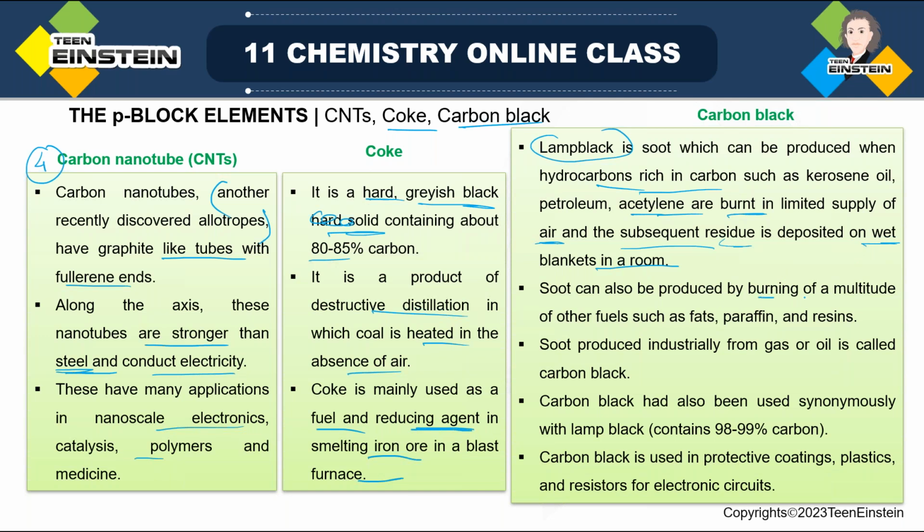Soot can also be produced by burning a multitude of other fuels such as fats, paraffin, resins. Industrially it is produced from gas or oil, and that is called carbon black. This is basically the industrial name, but otherwise it is the same, because carbon black is used synonymously, both having the same percentage of carbon, 98 to 99%. Application is in protective coating, plastics and resistors for electronic circuits.